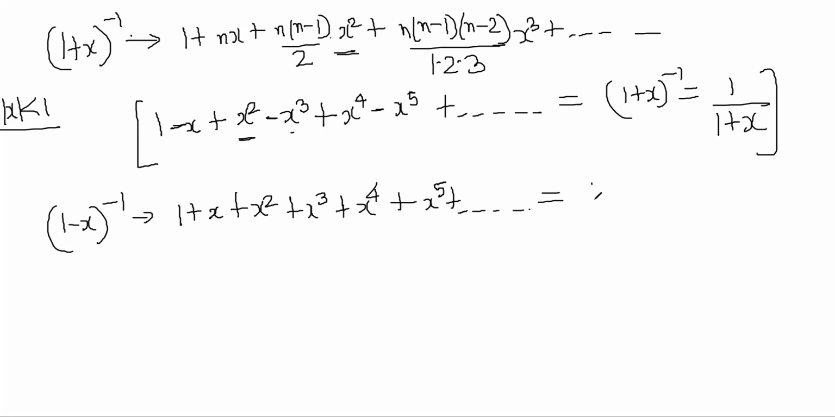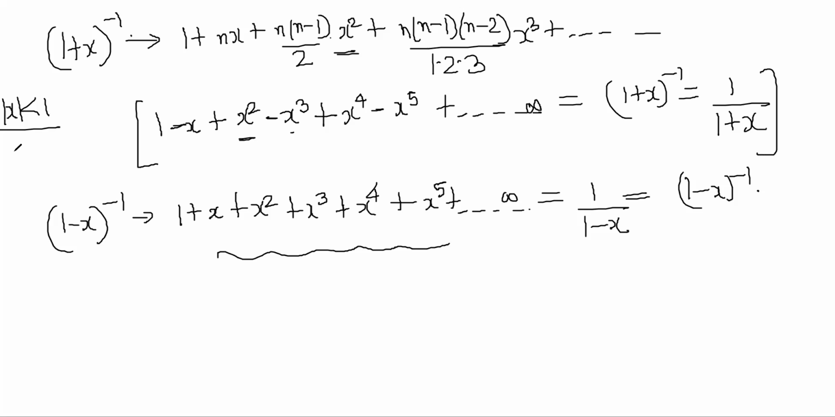So basically, 1 by 1 minus x is equal to this. But this goes on till infinity, and this series also goes on till infinity. All of this is valid only when mod x is less than mod 1, otherwise it will not be valid.